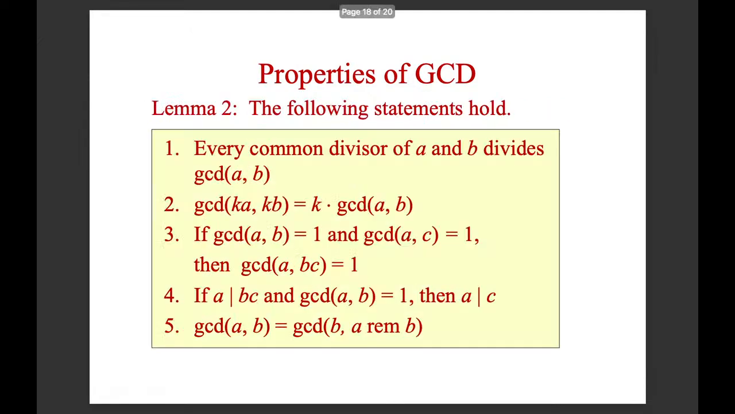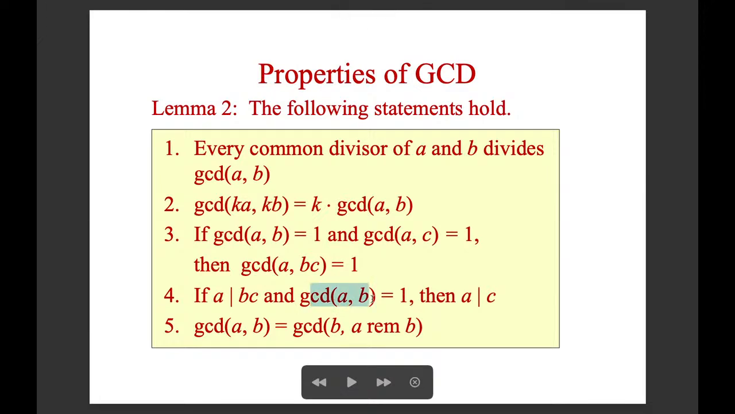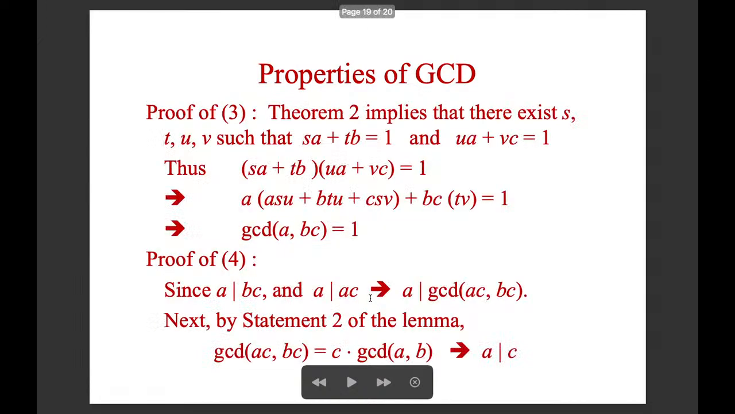By statement 2 here, GCD of KA, KB is equal to K times GCD of A, B. So in that case, this GCD of AC, BC, we can write it as equal to C times GCD of A, B. And then what is GCD of A, B? A and B are given to have no common factor. So GCD of A, B is exactly equal to 1.